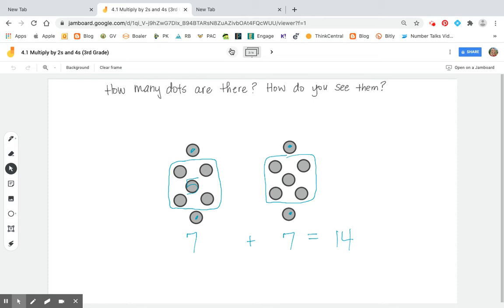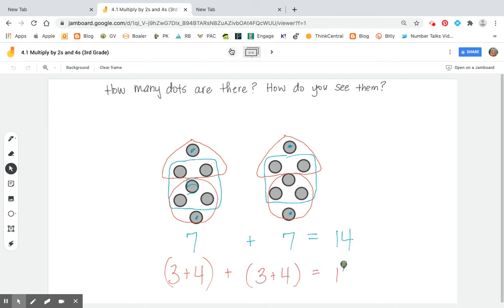Let's try another one. I'm going to see if I can figure out another way. Ooh, I know. I bet some of you saw it as a 3 and a 3 and a 4 and a 4. So maybe you saw 3 plus 4 makes 7, right? Still makes 7. 3 plus 4. 1, 2, 3, 4, 5, 6, 7. Yep. And then maybe you said, oh, I saw it again. So 3 plus 4 makes 7 again. So it must be 14.